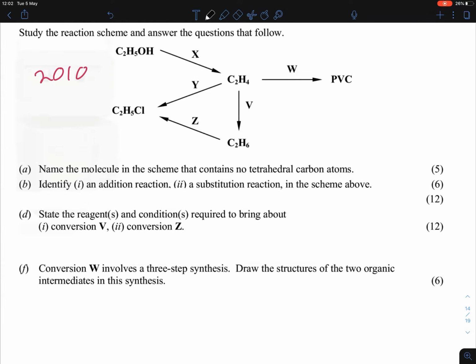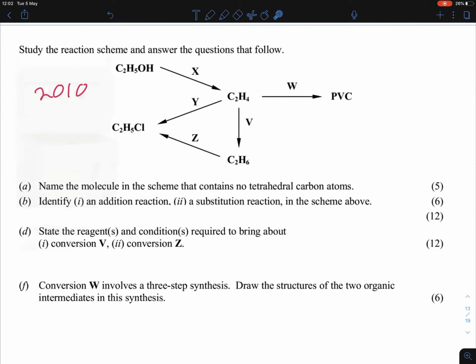2010 part A. A is asking us to name the molecule in the scheme that contains no tetrahedral carbon atoms. So that means there are no tetrahedral carbon atoms in it at all. Let's go through it. It's going to have to be small. In terms of your families of organic compounds, the chloroalkanes and the alcohols are all tetrahedral, fully tetrahedral, whereas everything else is planar somehow.